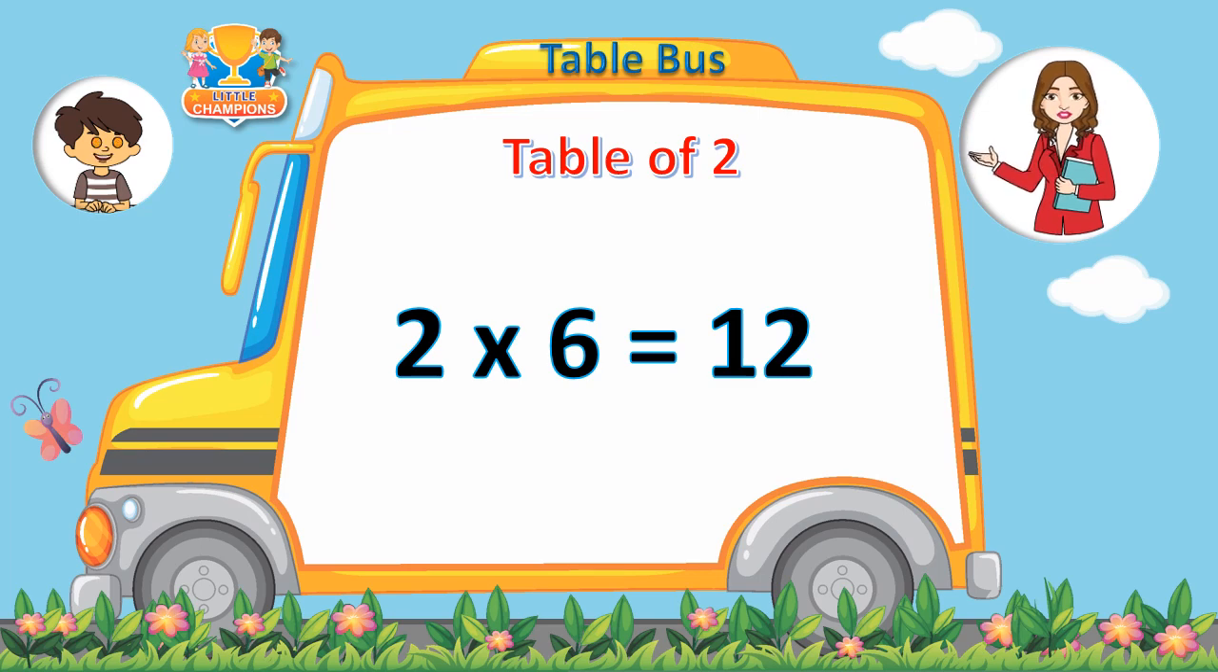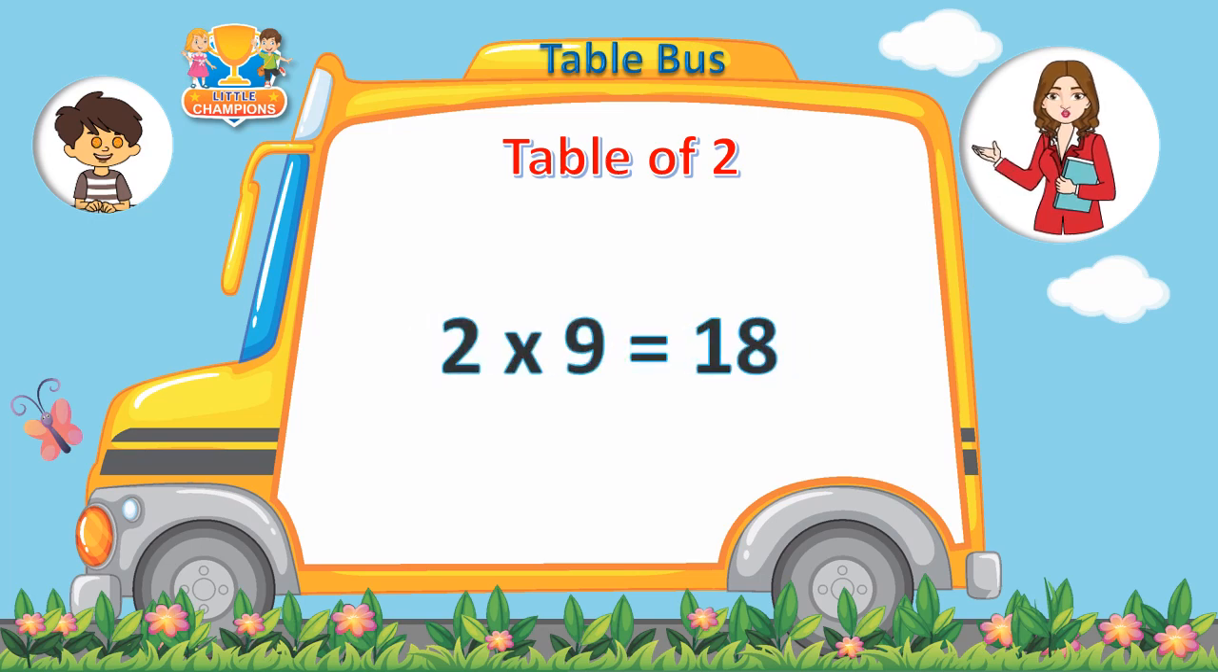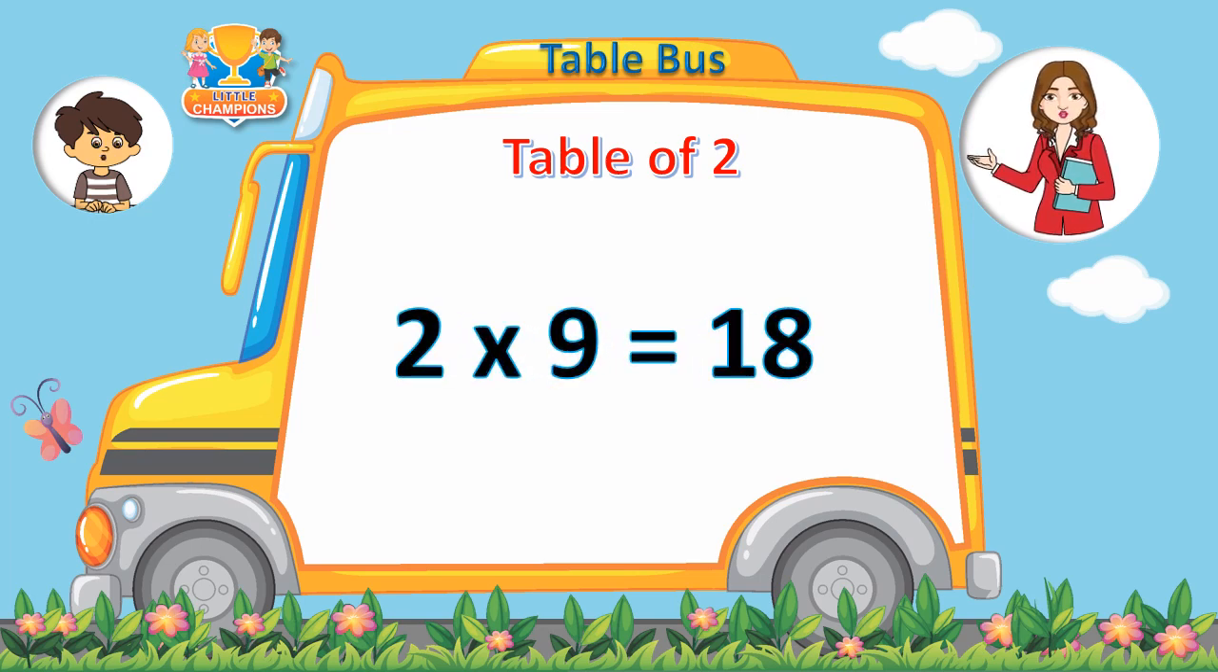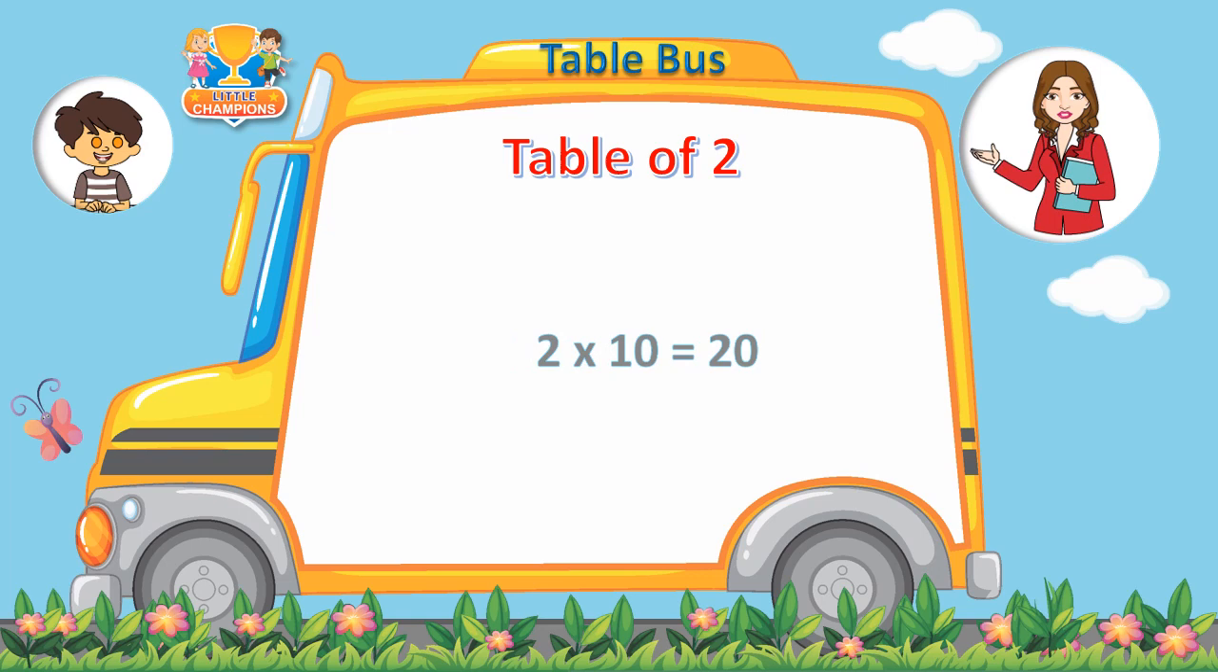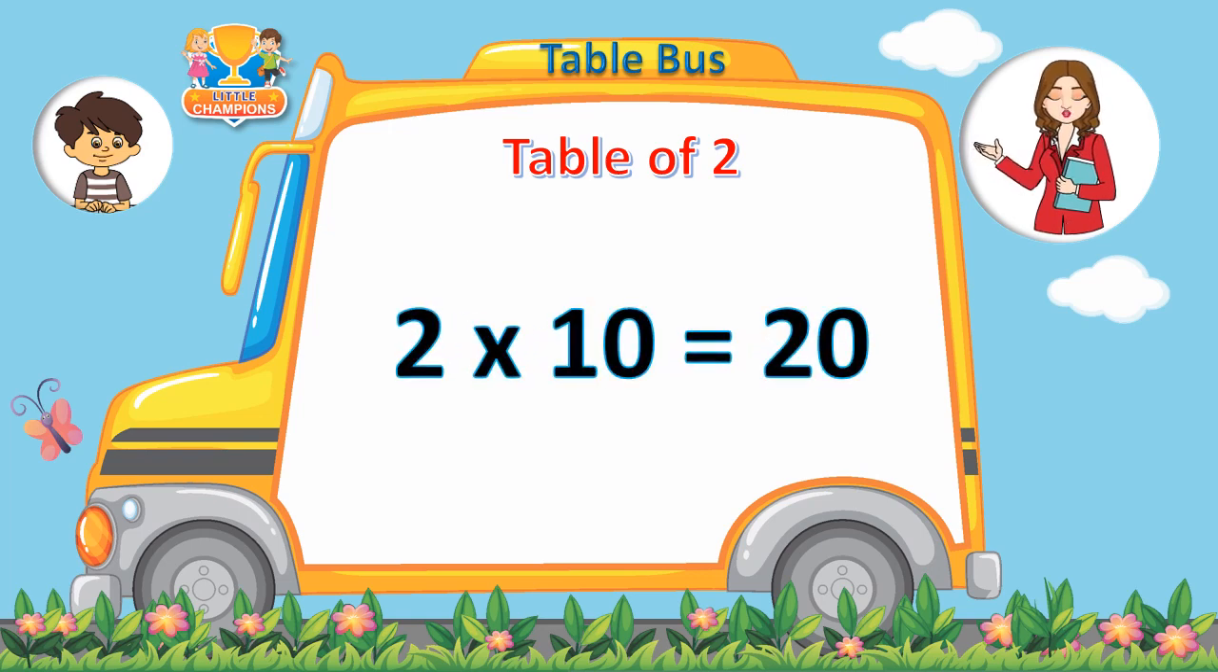Two sevens are 14. Two eights are 16. Two nines are 18. Two tens are 20.